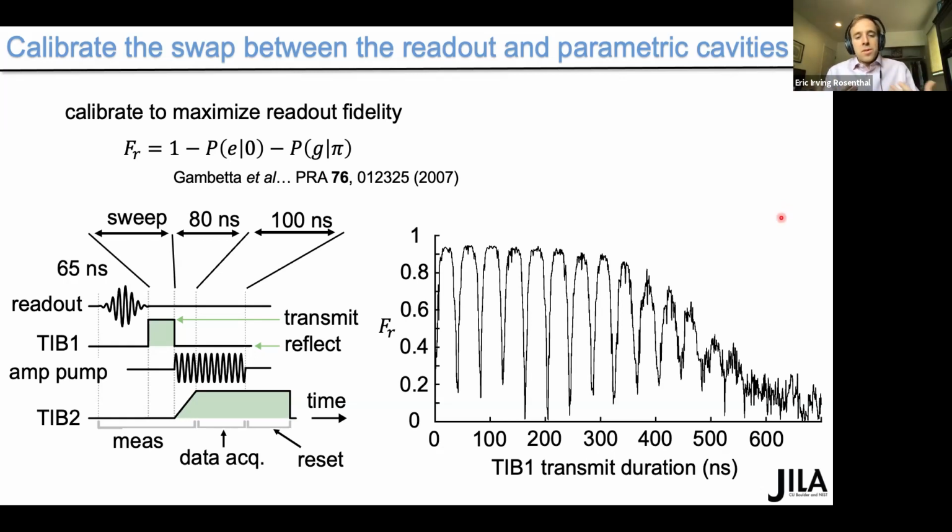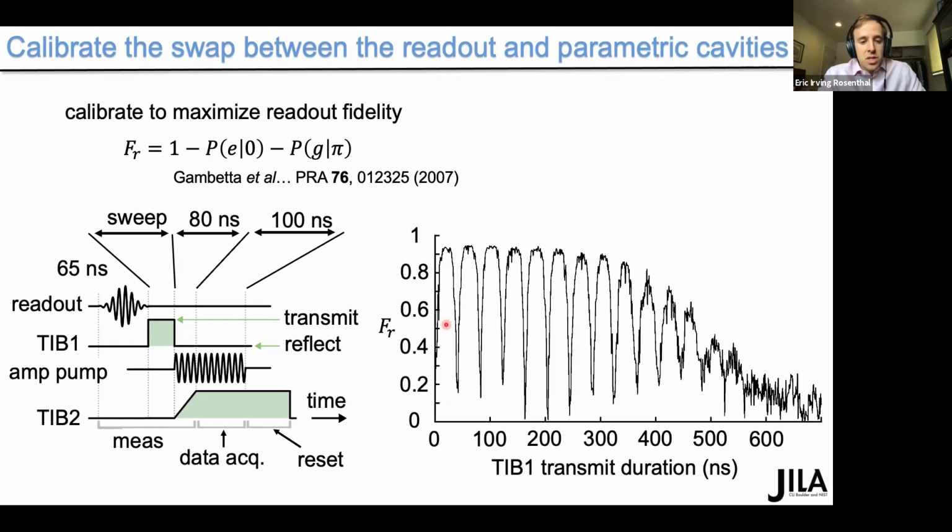Anyways, one important parameter to choose when calibrating this readout is the duration for which TIB1 is set to transmit mode. In this plot on the right, we measure readout fidelity on the y-axis while sweeping the duration on the x-axis, so sweeping this swap step here. These oscillations show the readout signal swapping back and forth between the readout cavity and parametric amplifier. For the fastest possible high fidelity readout, we generally want to operate at the first peak. And doing so in this demonstration, the entire measurement took 265 nanoseconds.